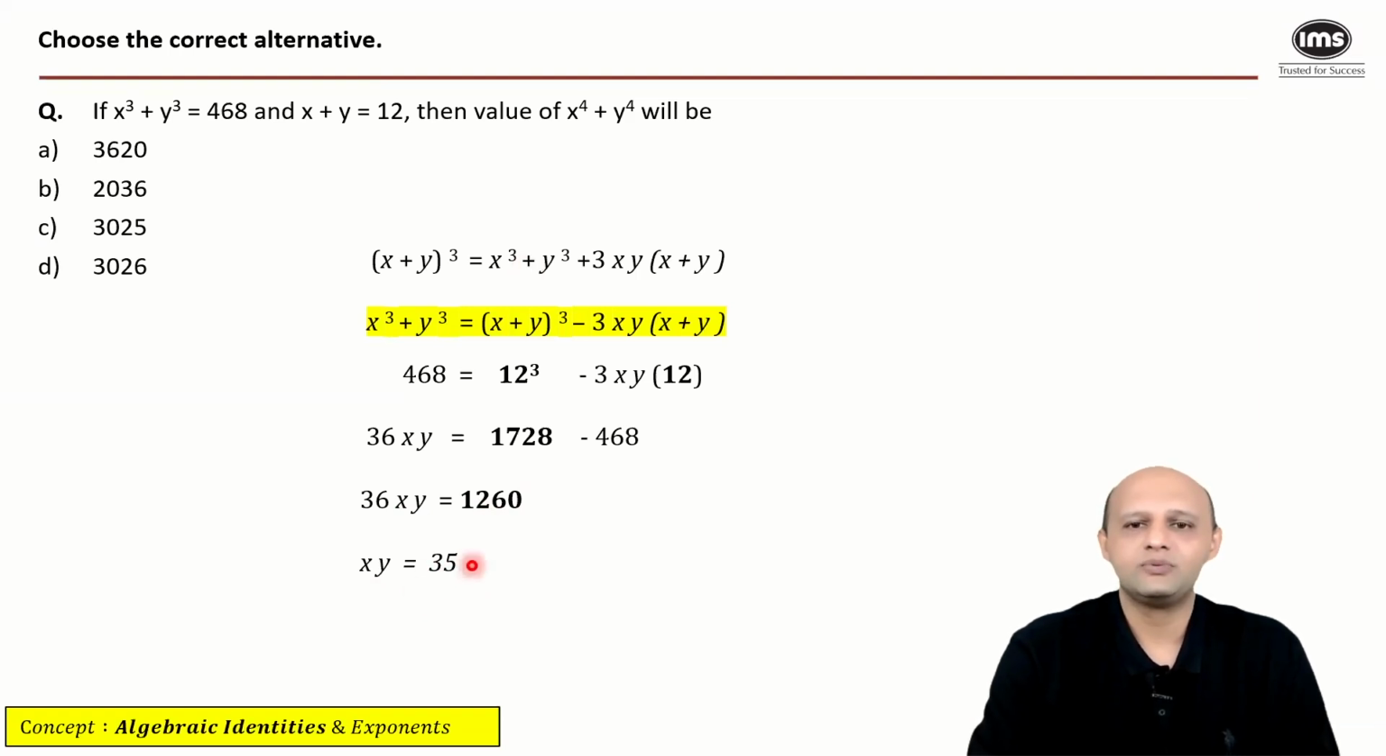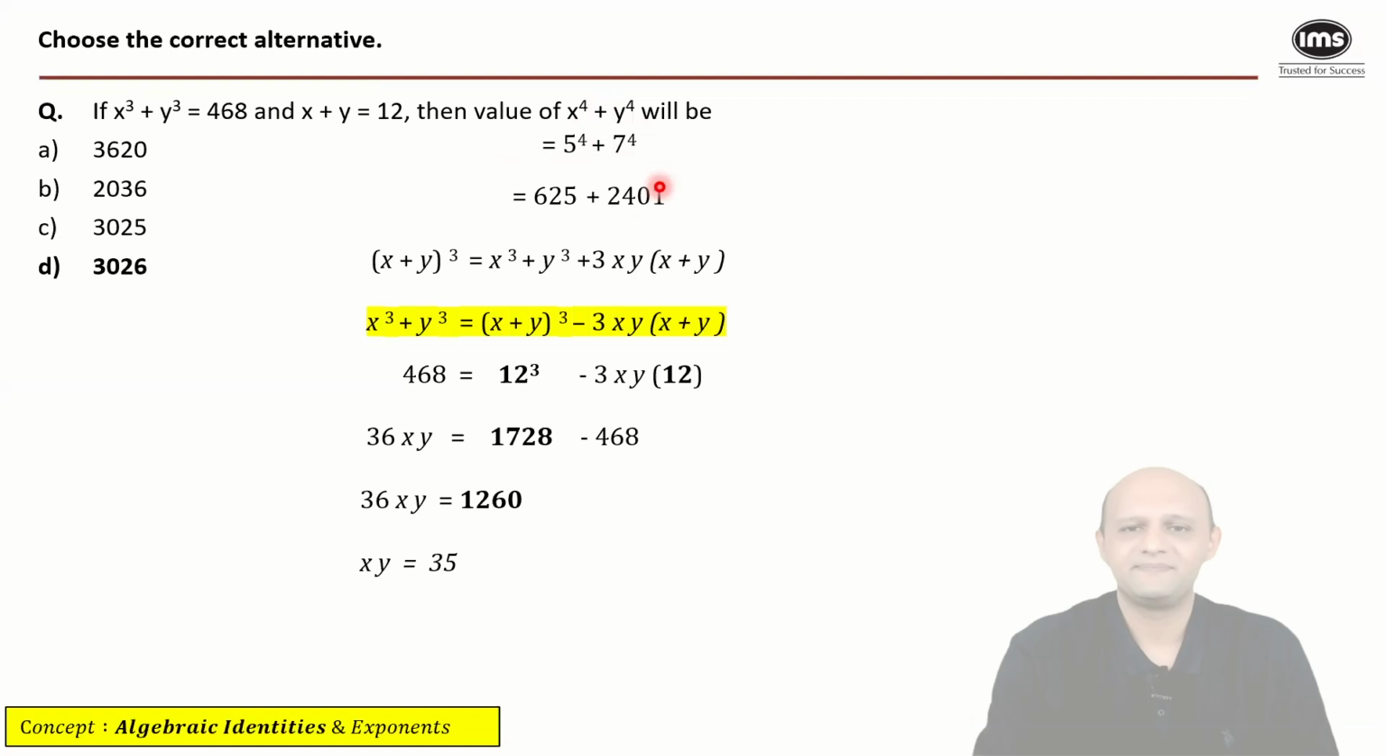I'm sure you don't need to go beyond this, to resort to any algebraic formulae or identity or a quadratic of that sort, because now you have clearly realized that x into y is 35, x plus y is 12. So either of them has to be 5 and the second number would be 7. Rest of the steps would remain same. So 5 raised to 4 plus 7 raised to 4 would add up to give you 3026, which is the answer to the question.